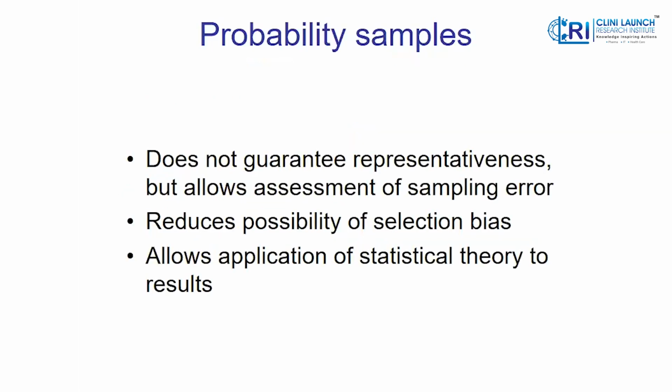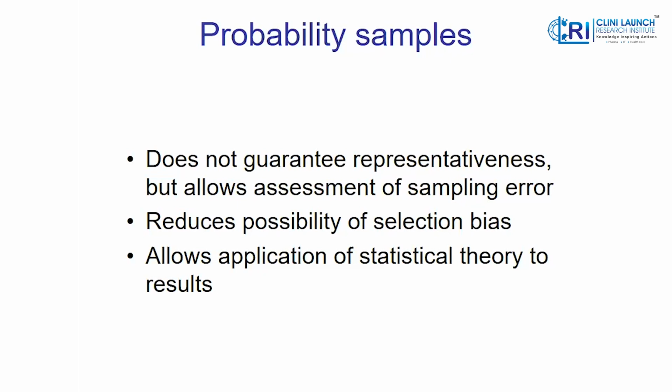In probability sampling, the units from the population are randomly selected, and each unit's probability of inclusion can be calculated. So it will give reliable estimates, which can also be produced along with estimates of the sampling error, and through that we can make inferences about the population. It does not guarantee representativeness, but it allows assessment of sampling error, as I told you. It also reduces the possibility of selection bias. This is a very important point in probability sampling.